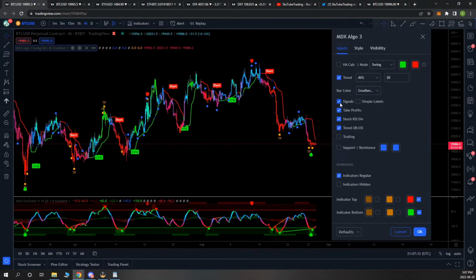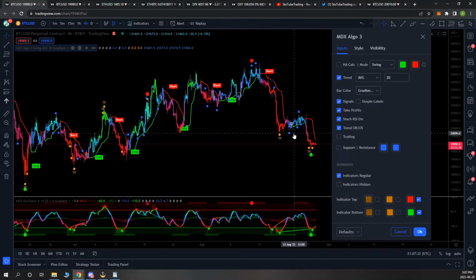Signals here, this would just be the short and long signals on this indicator, and if those are a little intrusive, you can also just make those a little smaller, just easier to look at with these diamonds by using the simple labels instead. For now, I'll just use the regular ones.